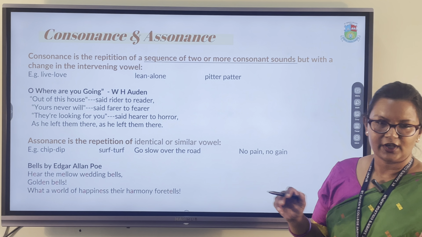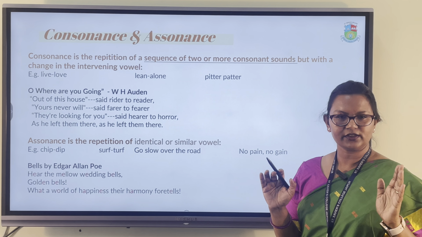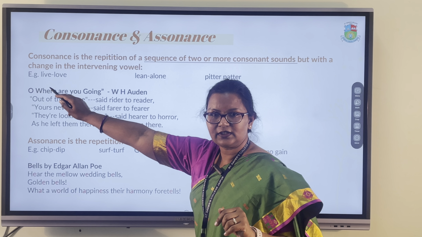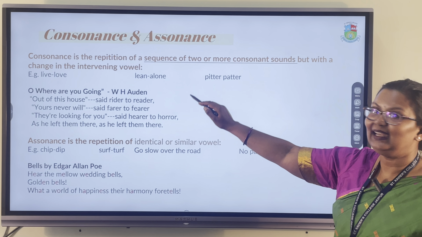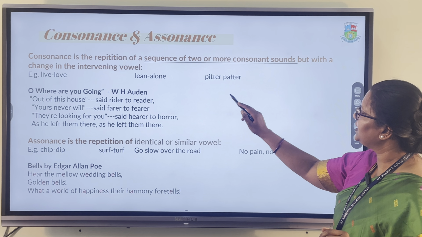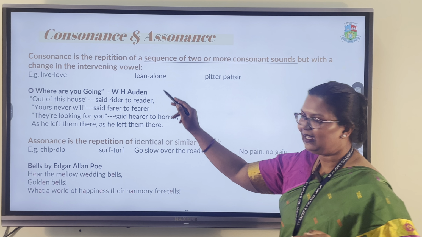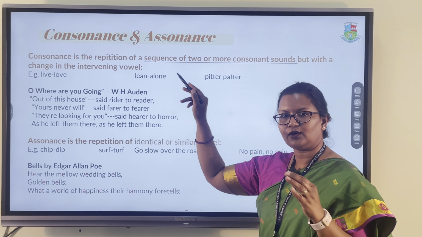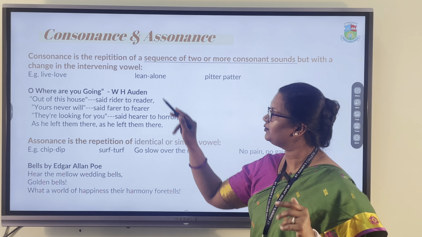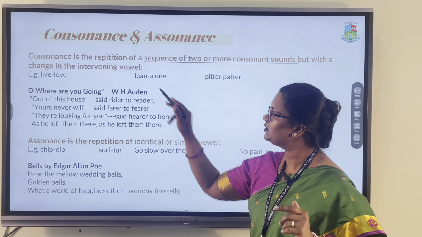Live, love. So the l sound is consonance because of the repetition of a consonant sound l, but there is an interplay of the vowel sound of E and O. Lean, alone. Pitter, patter. So this is not necessarily in the beginning, but the sound is repeated. Lean, alone. So there is an E and an O sound interplay of vowel sounds between the l repetition.